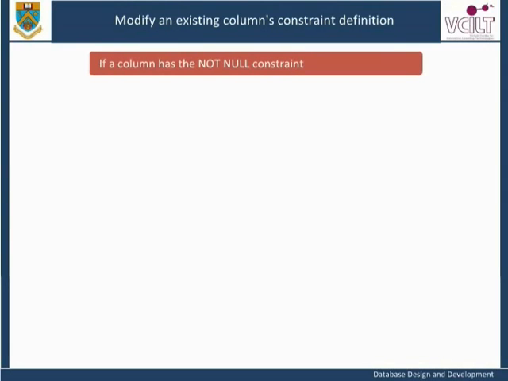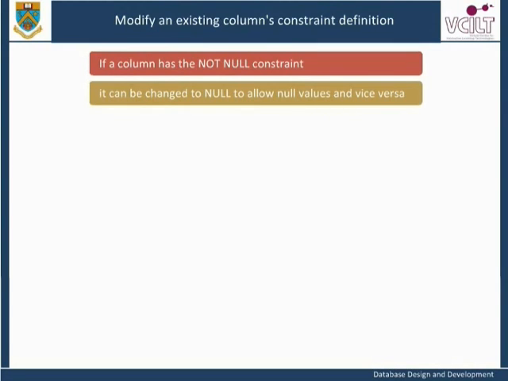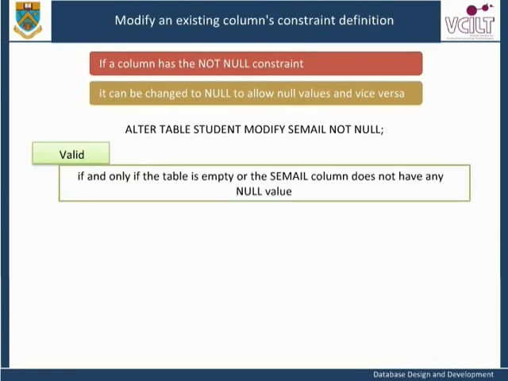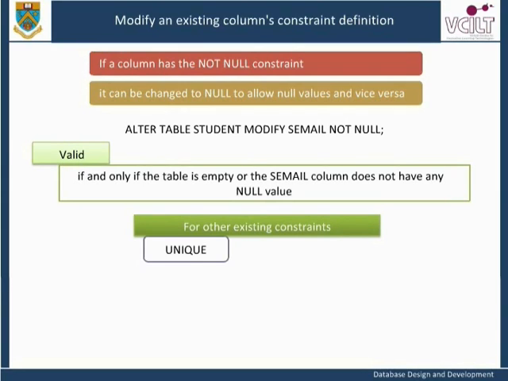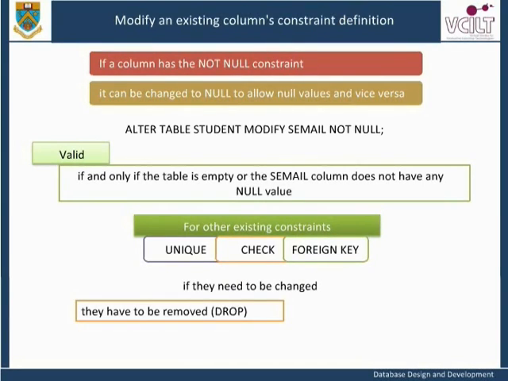There are a number of possibilities for modifying a constraint definition. If a column has the not null constraint, it can be changed to null to allow null values, and vice versa. For example, the email column in the student table did allow null values. If we wish to change this, the following SQL statement is used. Notice that the above operation is valid if and only if the table is empty, or the email column does not have any null value. Otherwise, the operation is rejected. For other existing constraints, that is, unique, check, and foreign key, if they need to be changed, they have to be removed first, dropped, and then new ones added.